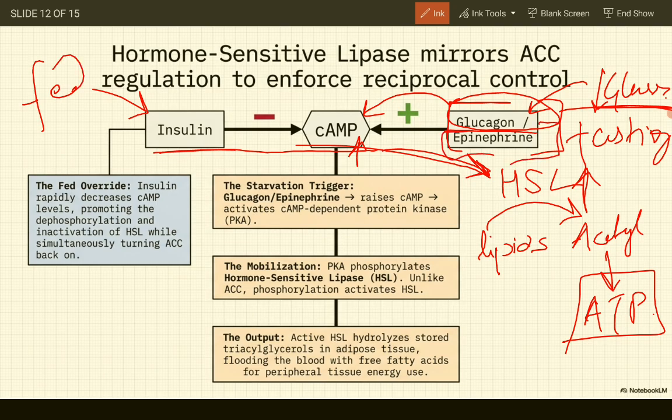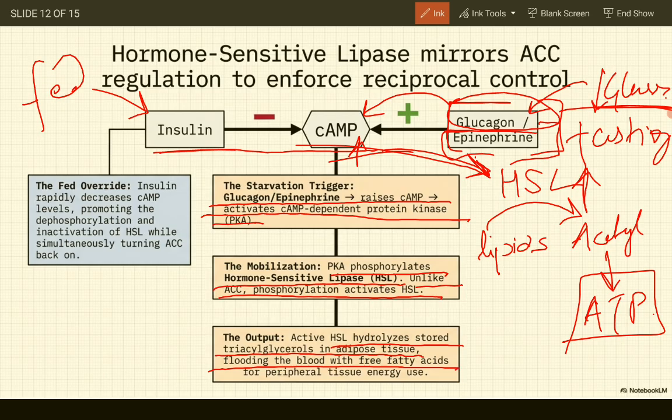Epinephrine is the fight or flight response, again you will need energy, so this is activated. So the starvation trigger, glucagon and epinephrine, raises cyclic AMP, activates cAMP dependent protein kinase PKA, and PKA phosphorylates hormone sensitive lipase. Unlike ACC, phosphorylation activates hormone sensitive lipase. Once phosphorylated and activated, hormone sensitive lipase hydrolyzes stored triacylglycerols in adipose tissue, flooding the blood with free fatty acid for peripheral tissue and energy use.